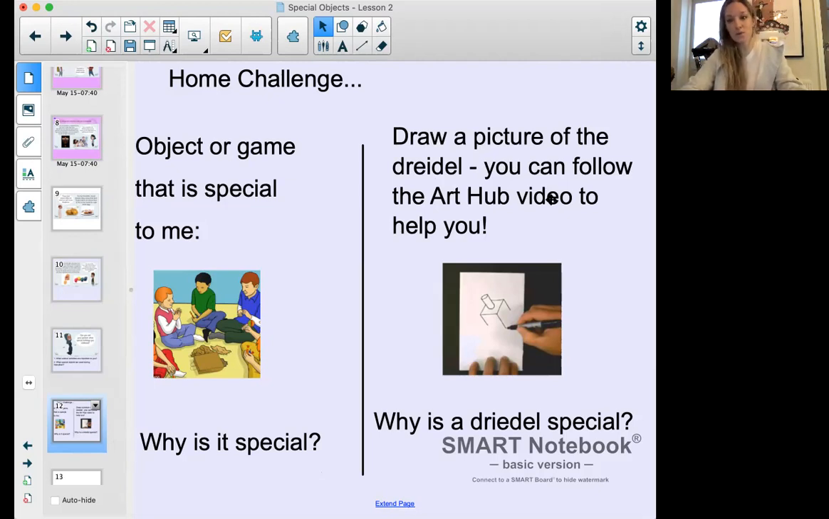I'm also going to post a video, and I'll try and put it in the playlists as well, of the Art Hub instructions to help you draw a dreidel. And if you follow the instructions, I know you'll do a really good job on it because you've done so many great Art Hub videos before. And below your picture of the dreidel, can you write me a sentence to tell me why a dreidel is special? So why is a dreidel a special object and why is it used in Hanukkah?